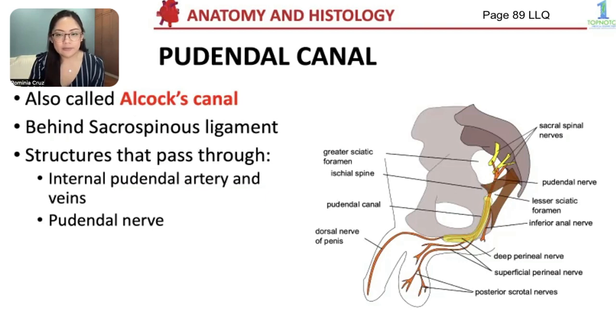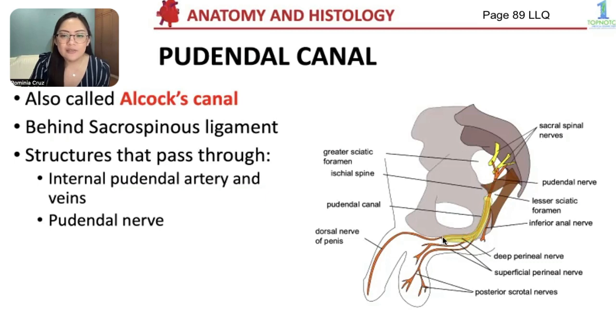The pudendal nerve would leave the main pelvic cavity through your greater sciatic foramen, right here. It would then enter the gluteal region of the lower limb, would curl around the attachment of your sacrospinous ligament at the ischial spine, and then enter the perineum through the lesser sciatic foramen. Then it would run to the pudendal canal.